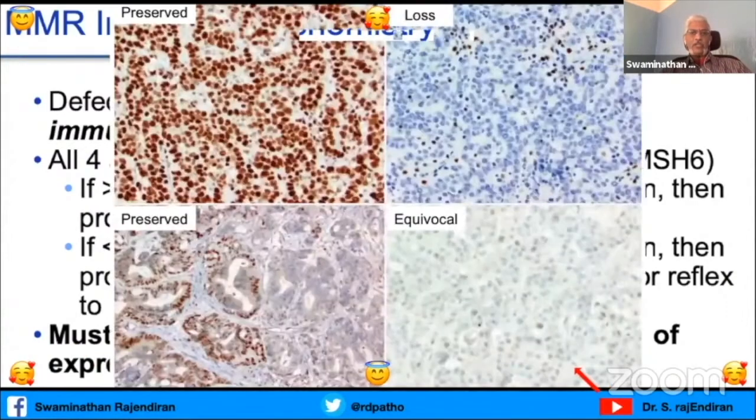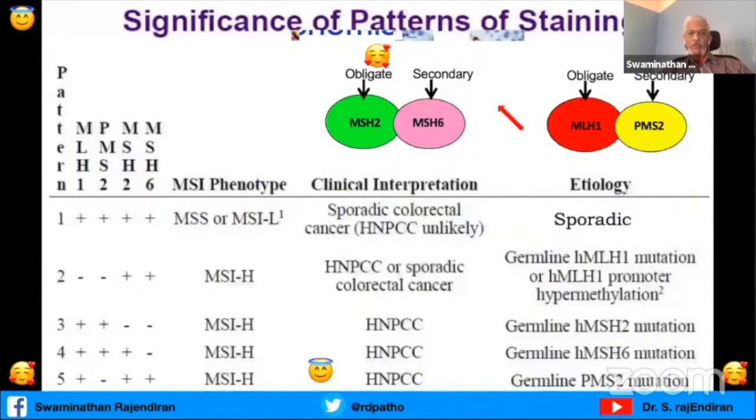This picture tells you very nicely. Here, total preservation. Here, totally negative. Only the lymphocytes in the background are positive. Here, it is more than 10%, so it is preserved, and less than 10% is equivocal. You have to go for PCR here. So this is what you have to see in Lynch syndrome: total loss of all 4 proteins. I told you all 4 proteins have to be negative, and these are the 4 members.